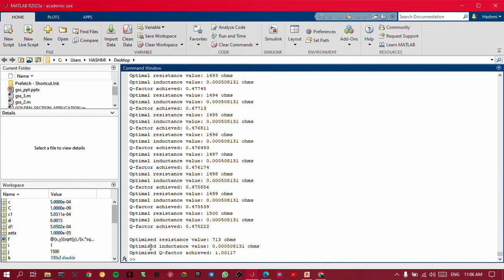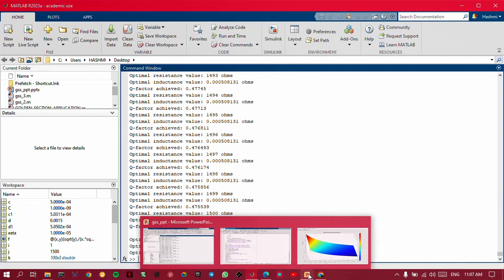So here we got the optimized resistance values. The optimized resistance is 713 ohms, and the inductance is 5 into 10 power minus 4 Henry. Sorry, it has to be Henry, I overlooked it. And the optimized Q factor is 1.1, the one which we desired. So that's the code.